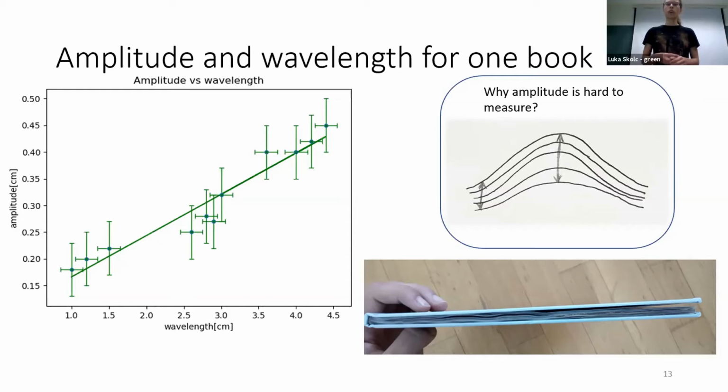Actually, we found some books where the covers were not at the same distance for the whole book. And we were able to determine the relationship between amplitude and wavelength for this book. And this is also what we've seen in the theoretical part.